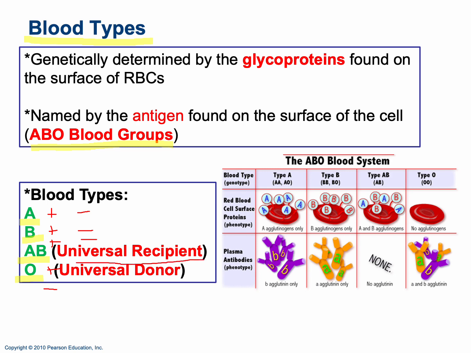Someone classified as being the universal recipient is someone who's type AB. And this is an individual that is able to receive all the other blood types. So it's pretty beneficial to be type AB. And then someone who is type O is classified as the universal donor. So they're able to donate their blood to all the other groups.